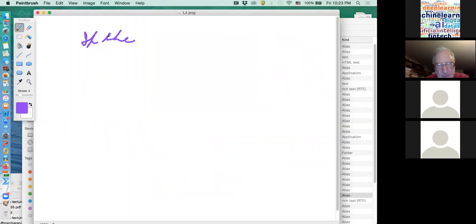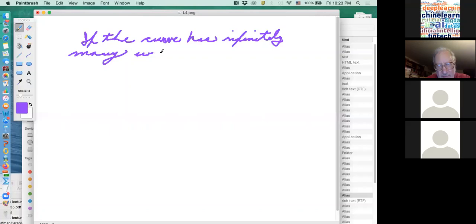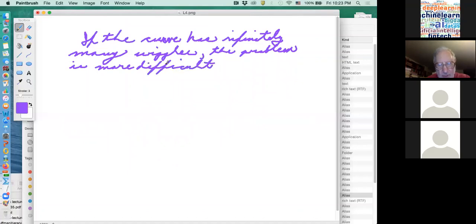If the curve has infinitely many wiggles, the problem is more difficult. And that's why you will see subtle proofs. You may wish to try some examples.